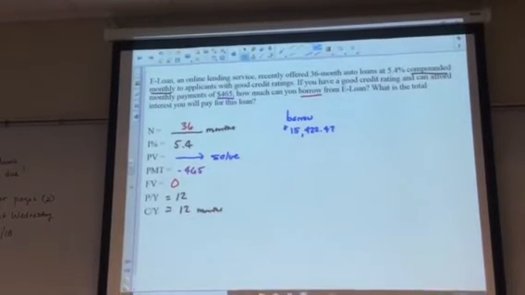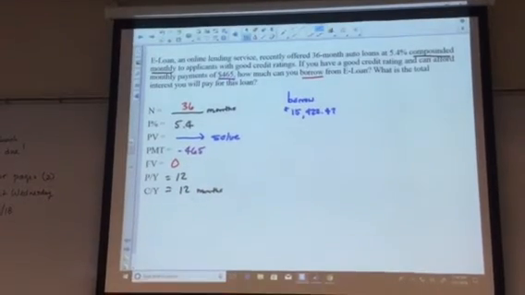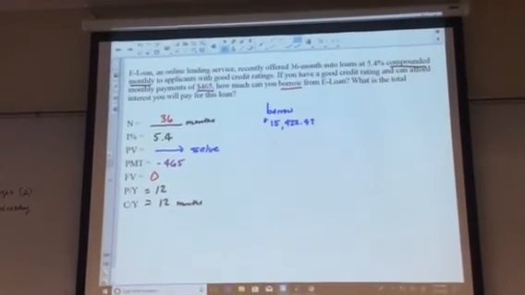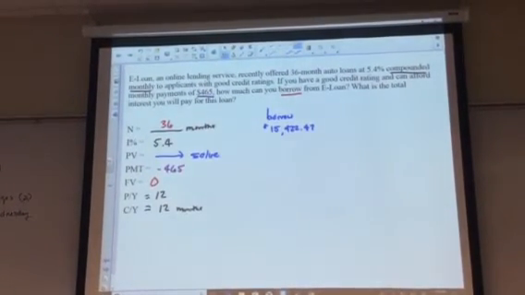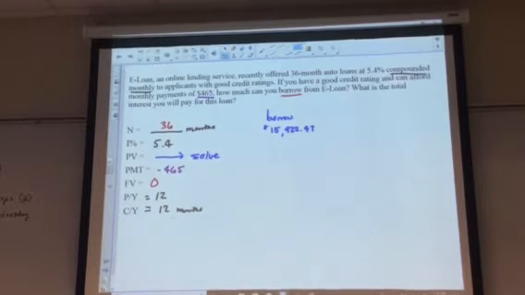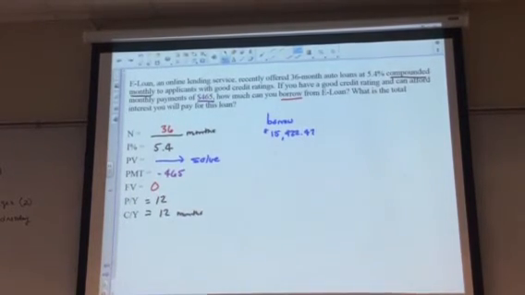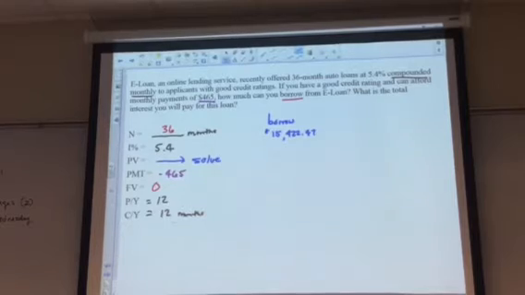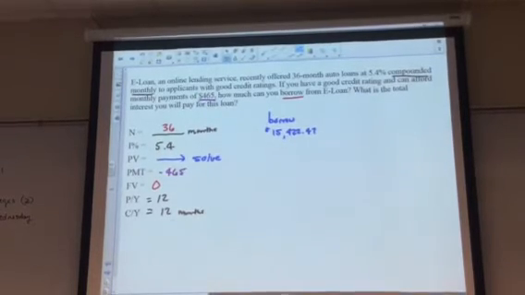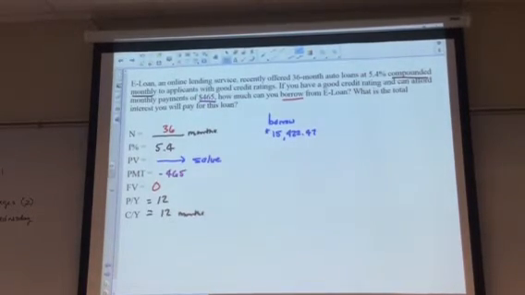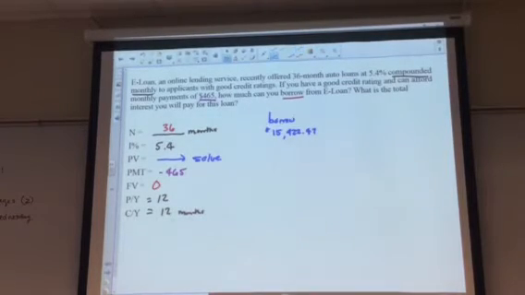You walk out of the bank with that check. You go to the car dealership, you give them the check, they give you the car, but they send the title of the car to the bank because you don't get it from the bank until you pay the loan back. So how are you paying the loan back? Here's part two of the problem now.